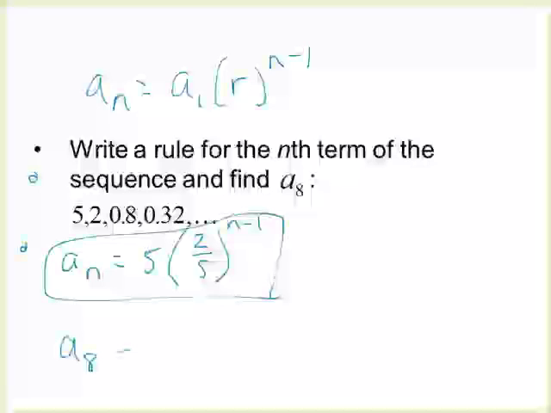Then we want a sub 8, which is what we get by plugging in an 8 for n. So we'll do 5 times 2/5, or 0.4 to the power of 7. We get 0.008192. Questions? I got 128. And make sure you do parentheses around the 2/5 if you use 2/5. Otherwise, it'll just raise part of it to the exponent.